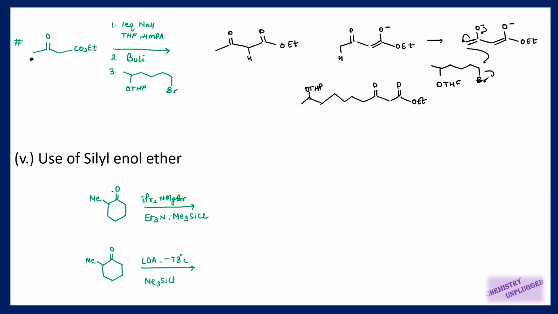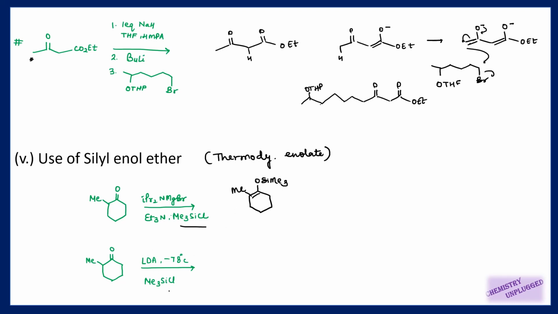The fifth is the use of silyl enol ether. So when we are using silyl enol ether, or you can say if I am using trimethyl silyl chloride, then it will give me enolate from the more substituted carbon, meaning it will give me the thermodynamic type of enolate. It will preferentially form this type of enolate.